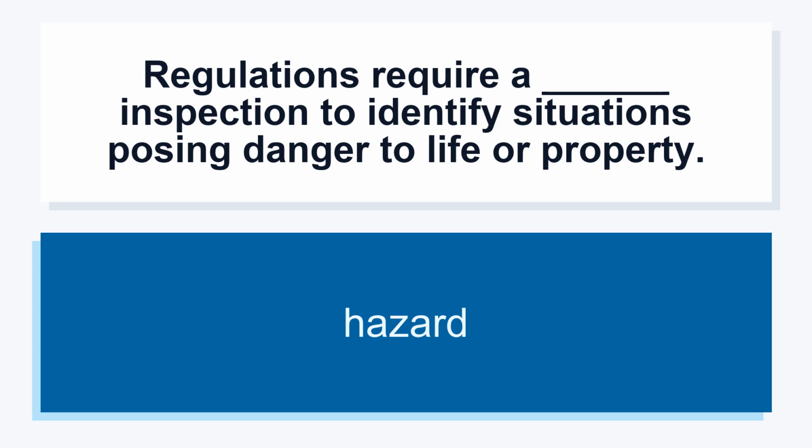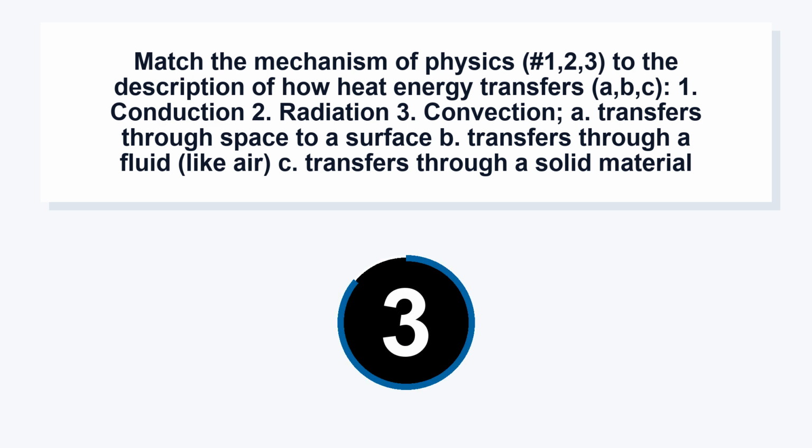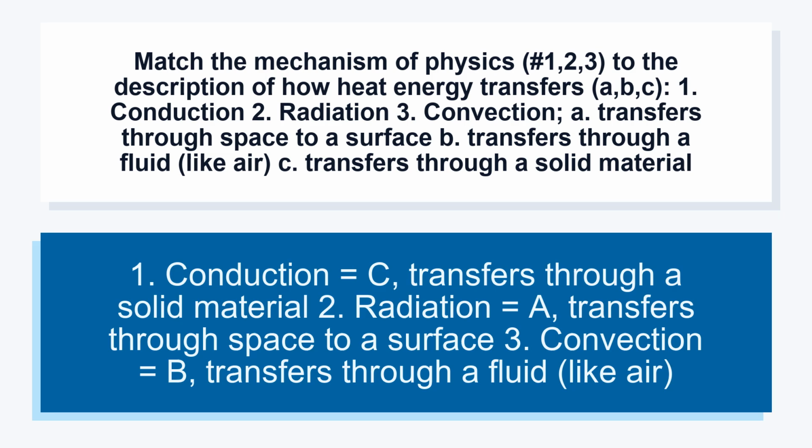Match the mechanism of physics, 1, 2, 3, to the description of how heat energy transfers, A, B, C. 1. Conduction, 2. Radiation, 3. Convection. A, transfers through space to a surface. B, transfers through a fluid, like air. C, transfers through a solid material. 1. Conduction equals C, transfers through a solid material. 2. Radiation equals A, transfers through space to a surface. 3. Convection equals B, transfers through a fluid, like air.